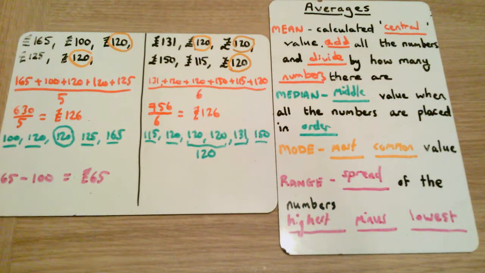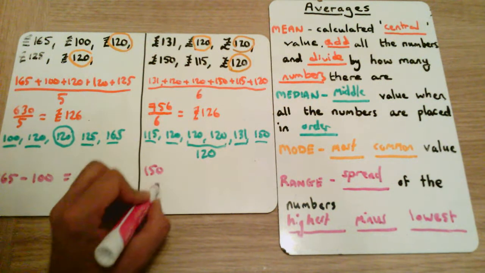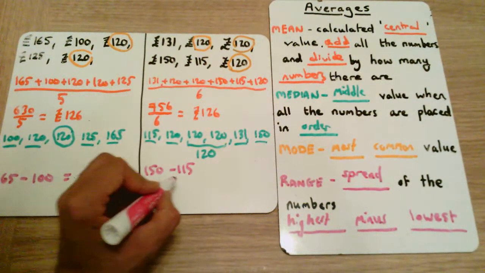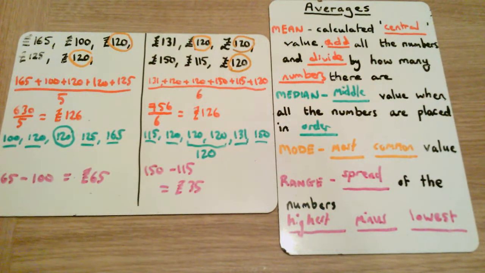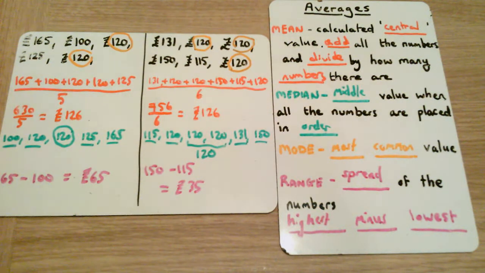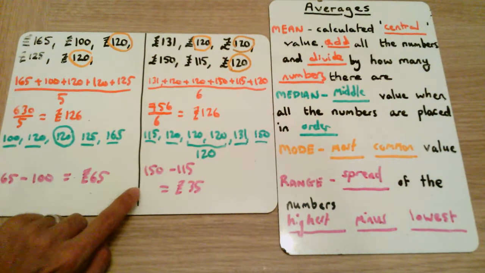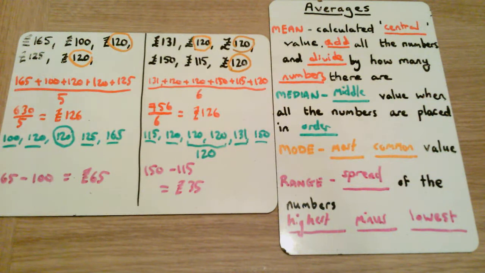So the difference here between these companies looks like it's going to be the range. So this is 150, which is the highest, take away 115. And if you work that out, you get a difference of £35. Now both companies had the same average, the same mean. You're roughly going to earn £126. But over here, your value won't be as low. You won't go as low as 100, but you also won't go as high as 165. So it means it's a bit more precise in terms of how much you are earning.